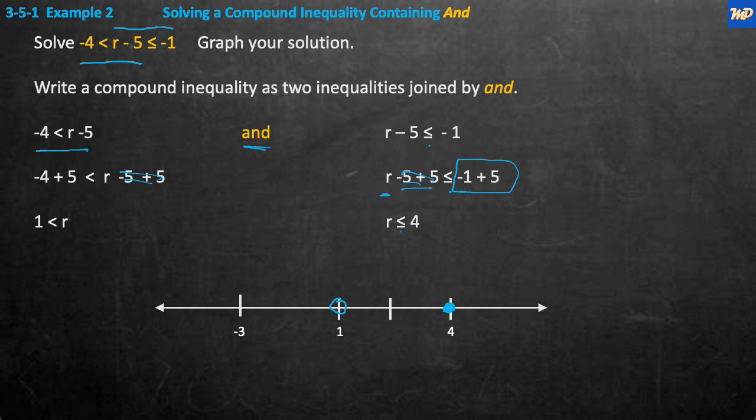And now we're just going to fill it in. 1 is less than r, and r is everything that we're going to fill in on the line. So it's going to be right here. I'll use red to brighten it up a little bit. It's all of this right here, everywhere in between, not including 1, but including 4. This is our inequality graph.